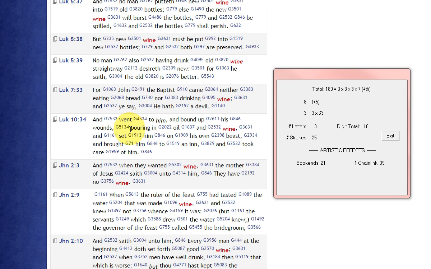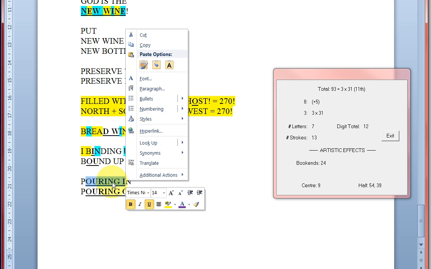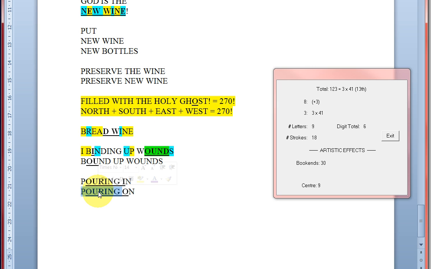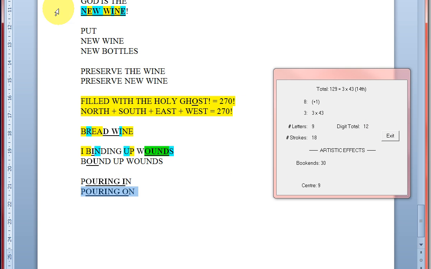Now he pours on, pouring in or pouring on. That's an obvious gem, because the bookends knit together, and then this is pure 3s in the middle. Just too obvious. 99 there. 93 there. 1, 2, 3 there. Wow. 3, 3, 3. And this will just push it higher by 6 points. Pouring in, pouring on. And then add the word oil and wine.